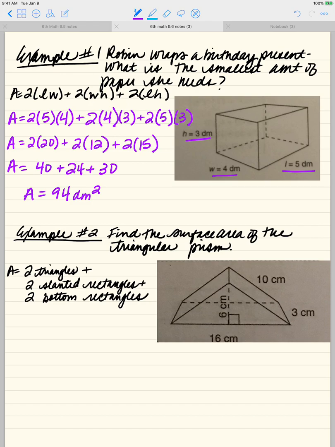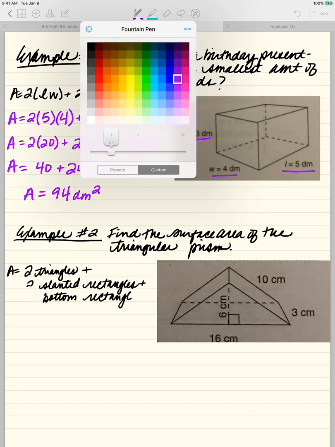Example number 2. Find the surface area of the triangular prism. So in order to figure out the surface area of this triangular prism, we have to talk about what shapes do we have represented in this triangular prism. Okay, what do we have here? We have 2 triangles. Oops, and I just noticed I made a little error here, so I'm going to erase that. Okay, we only have 1 bottom rectangle. Sorry about that.